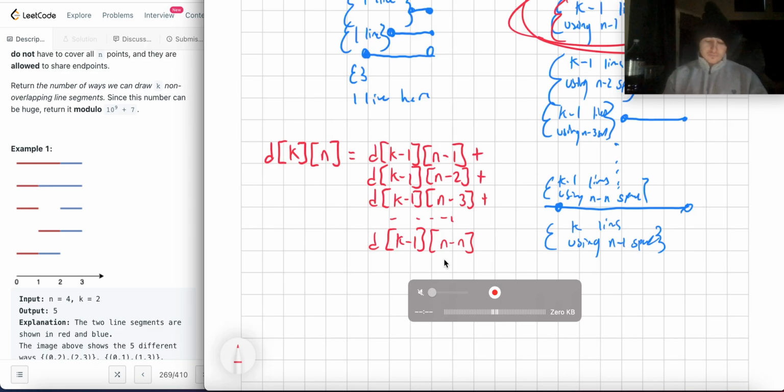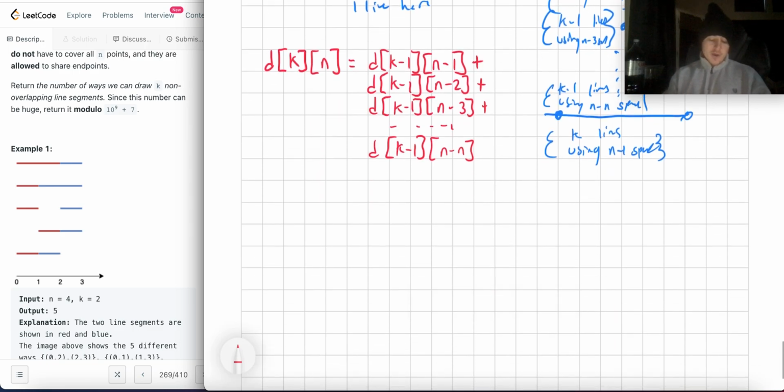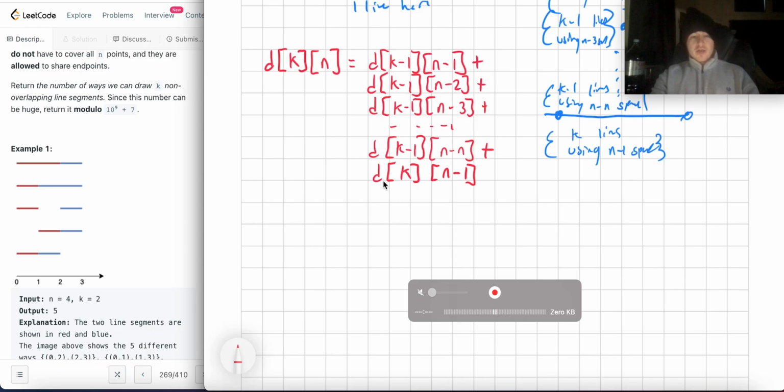Okay, now the final way I can do it that's not articulated here is I can also decide that I don't want to use this space for anything. So this is kind of like the outlier, right? This is basically saying, okay, I'll just distribute k lines in n minus 1 space. I won't use this space for anything. I'll leave this space empty.